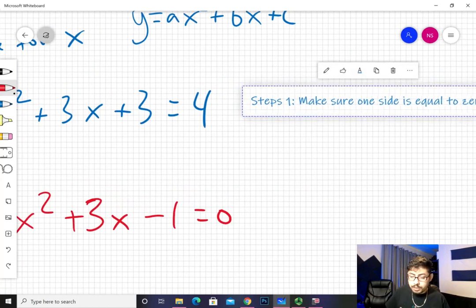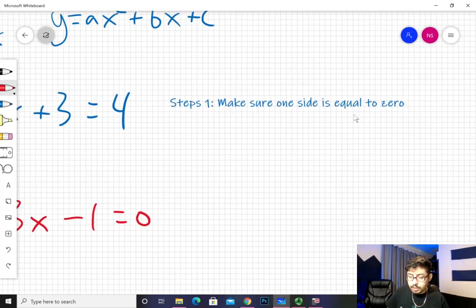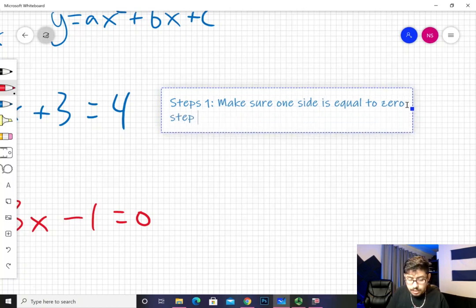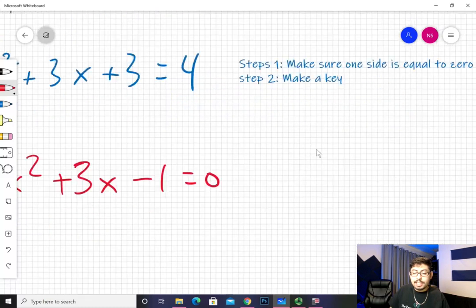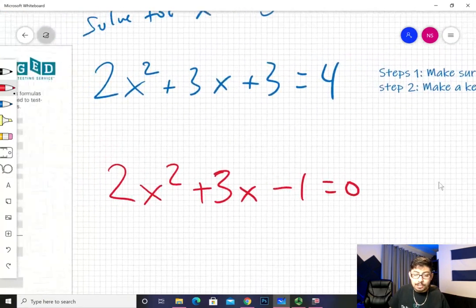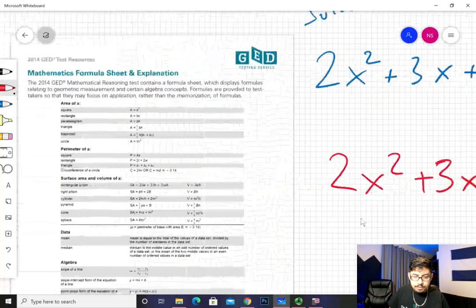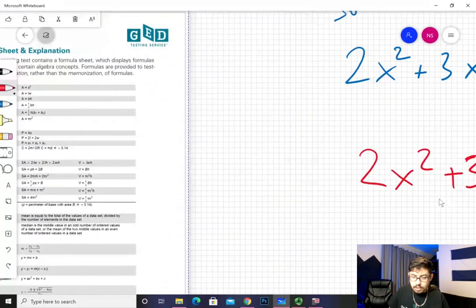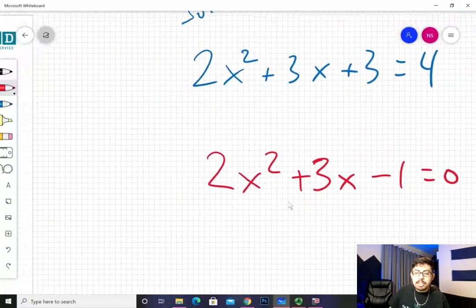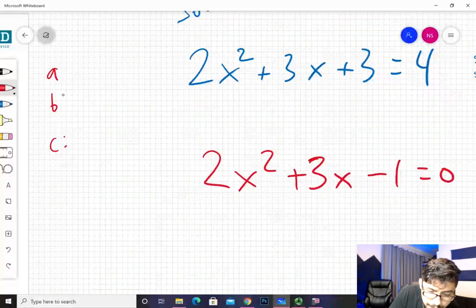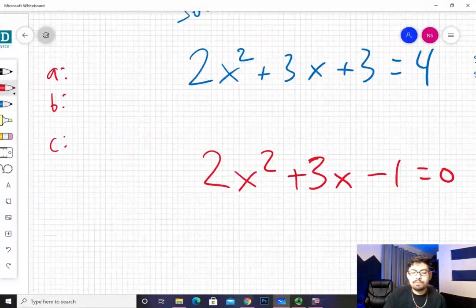step number 2. Step 2 is make a key. Make a key. All right. By the way, these steps I invented myself, so give me credit. Let me just push this aside somewhere. On the side somewhere, you need to make sure you write a key. A, B, C to be precise. Boom, boom, boom. So I did write it up there.